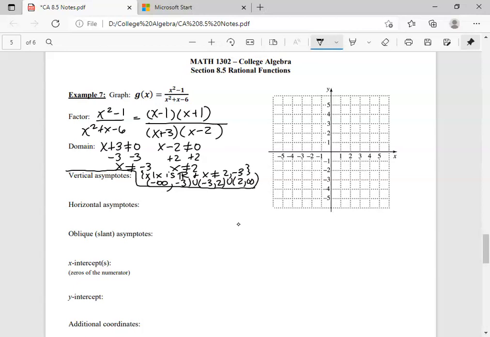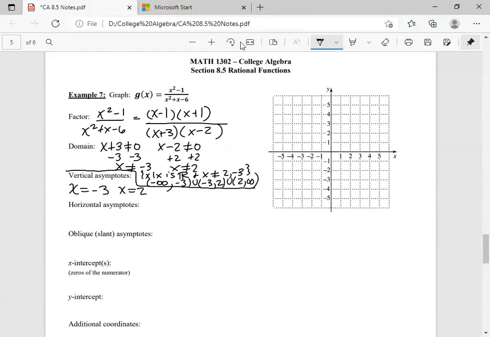Is there anything that cancels out here? No, nothing the same on the top and the bottom. So I don't have any holes to worry about. So that means that x is equal to -3, whatever my domain problems were, should be asymptotes. And x is equal to 2 should be asymptotes.